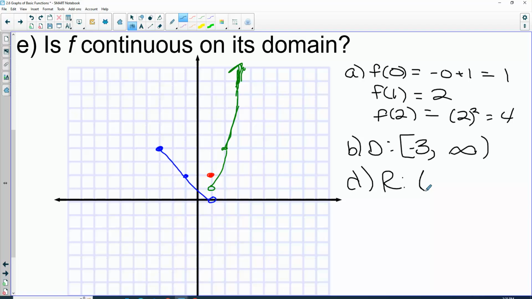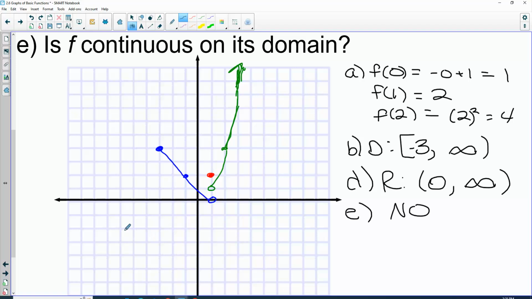Okay, the range. What is the lowest point on this graph? 0. We don't hit it. It's an open circle, so that's a parenthesis. Okay, that blue one hits everything up to here. The green hits everything after that, so it would just be 0 to infinity.